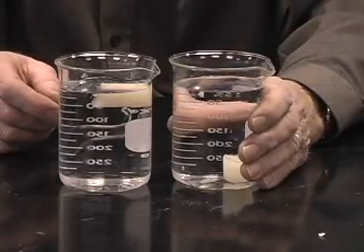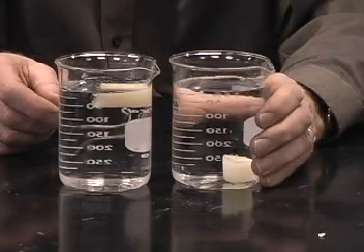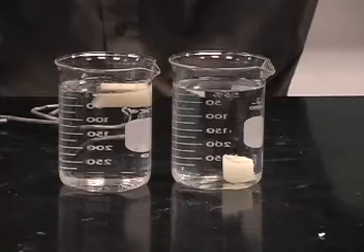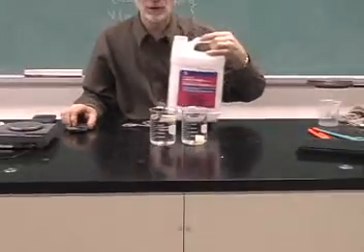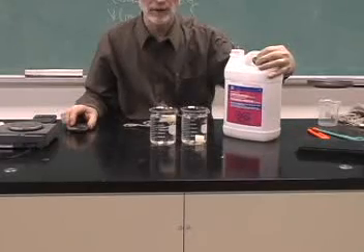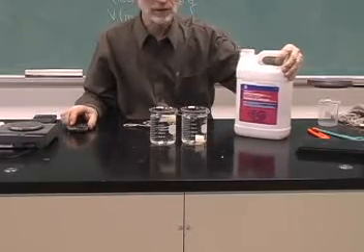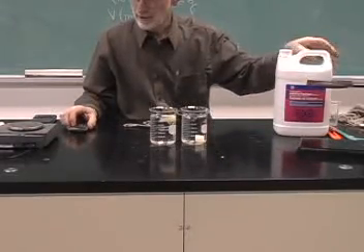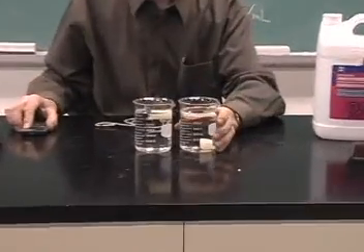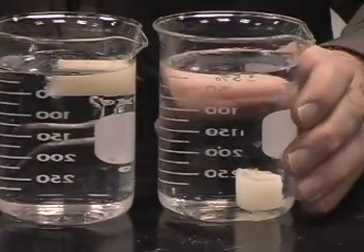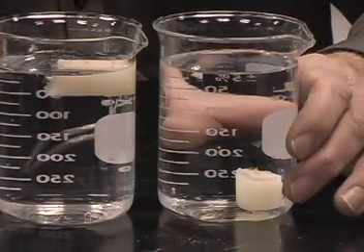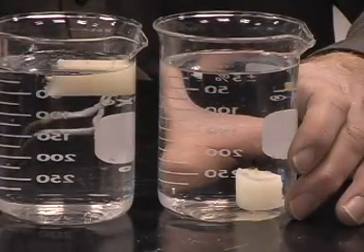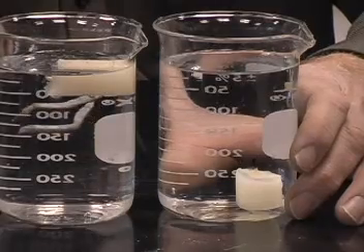In the second beaker I have methanol, methyl hydrate, material we find in the jug here. So this is methyl hydrate. Its density is less than the density of the candle. And so the candle then sinks. The candle is more dense than methanol, and therefore it sinks in the methanol.